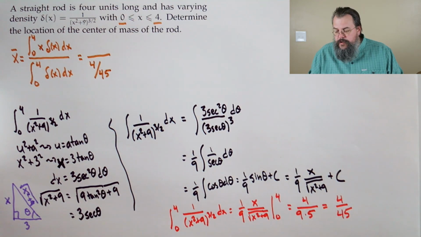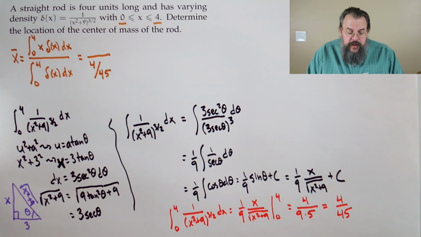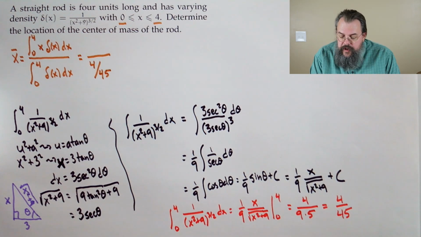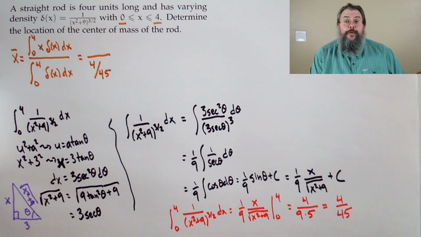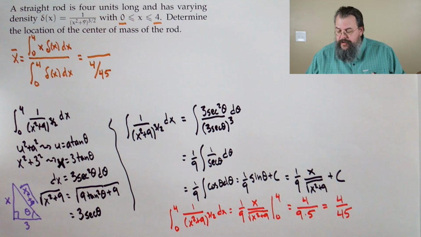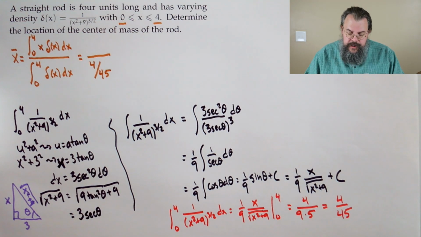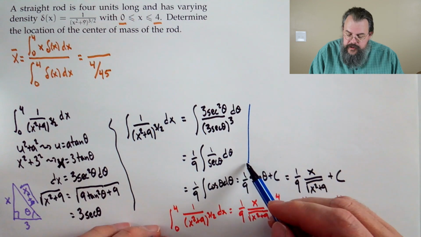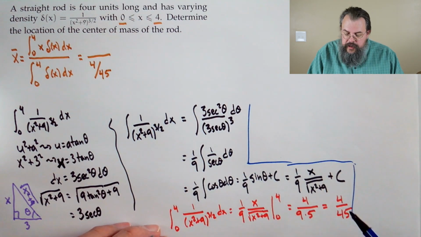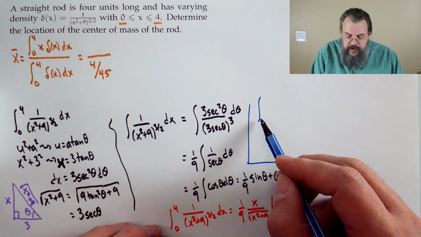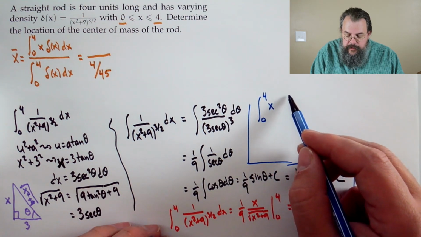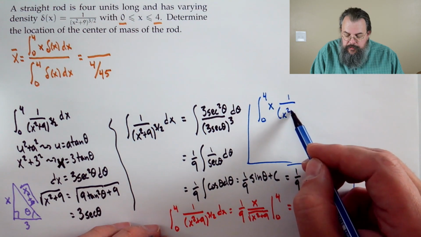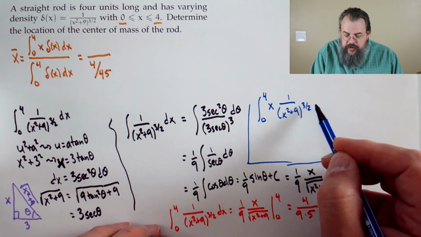All right. Well, what do we need to have happen now? For the next thing, we need to now say, okay, the numerator. Well, the only difference is we're adding an x. So what do we do? Now, let's write down that integral. So we have the integral 0 to 4 of x times 1 over x squared plus 9 to the 3/2 dx.